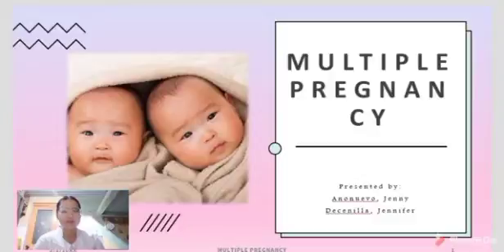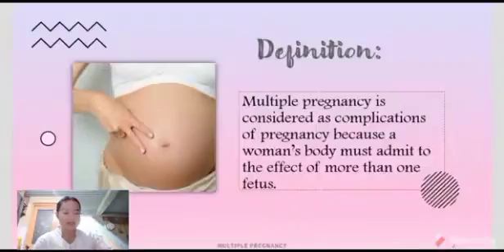First of all, let us define what multiple pregnancy is. Multiple pregnancy is considered a complication of pregnancy because the woman's body must adapt to the effects of more than one fetus. In this instance, a mother is conceiving more than one child, or two or more children.